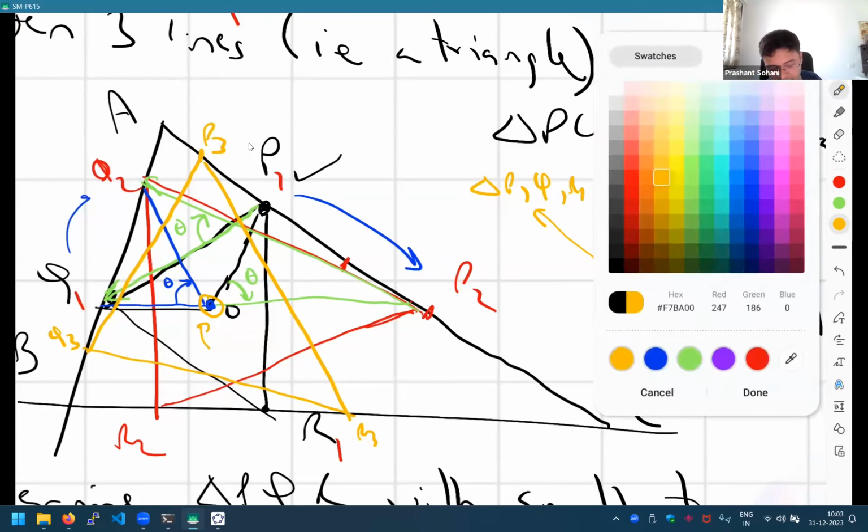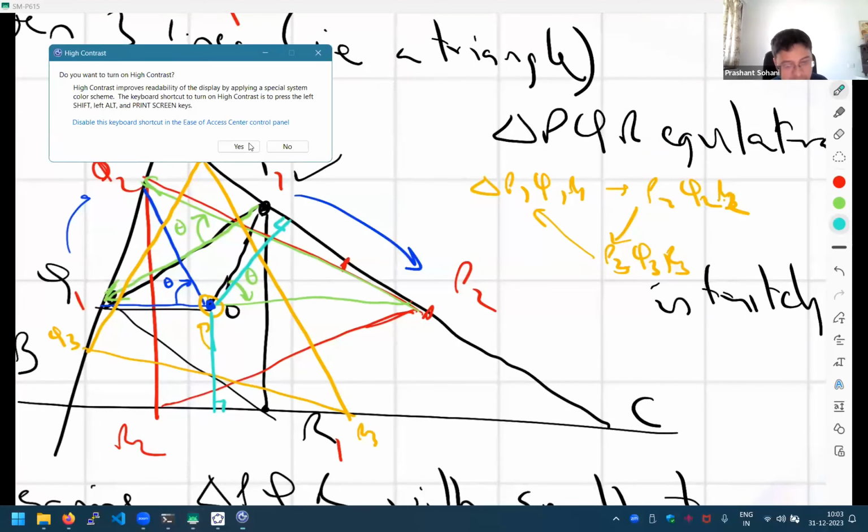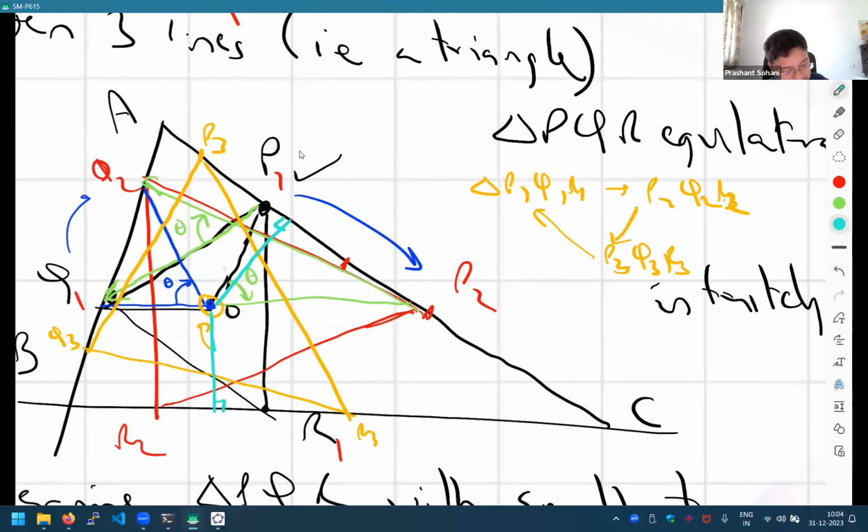I have too many colors in the diagram, so forgive me, but I'll clean it up a little bit. So if I draw perpendiculars from my point O to the three sides, right? Then where those three perpendiculars land, those will give me the best possible triangle.